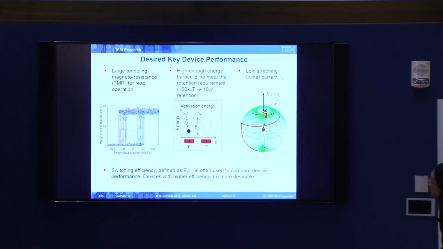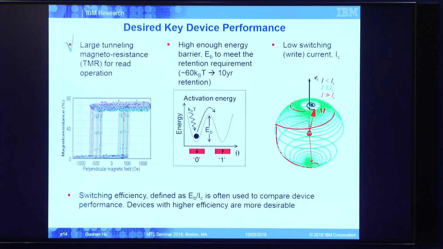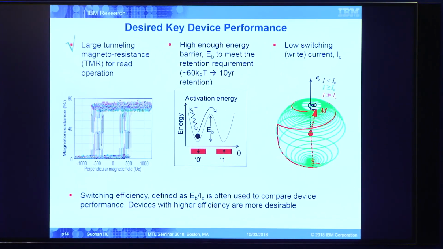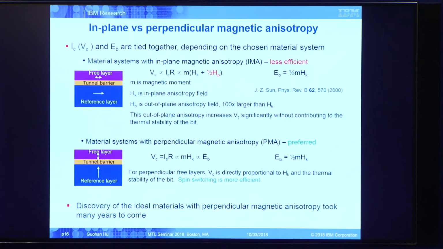So in terms of this, the first requirement is largely satisfied when we moved to this MgO tunnel barrier. And now I will talk about the writing part. This will lead to another breakthrough in the field: these cobalt iron boron-based materials with perpendicular magnetic anisotropy. So let me explain that.